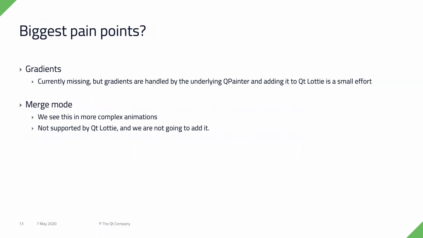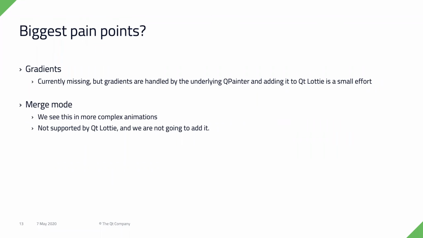Okay. We've found with people who are using Qt Lottie at the moment that the biggest pain points have been things like gradients. We currently don't support gradient fill in Qt Lottie, which is kind of a shame, because we could probably do that fairly easily if we needed to. If people were asking for it, then we would be able to get the resources to do that. So that would be an interesting thing to do as well.